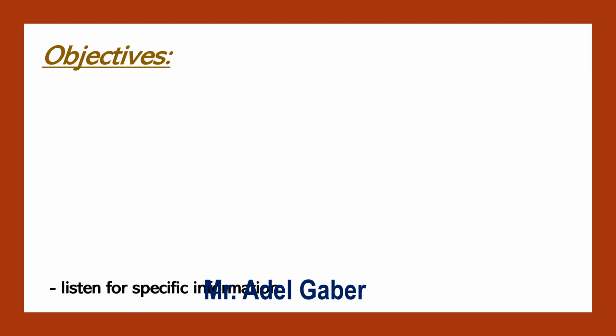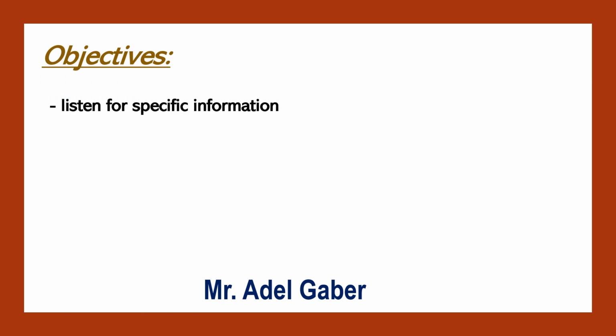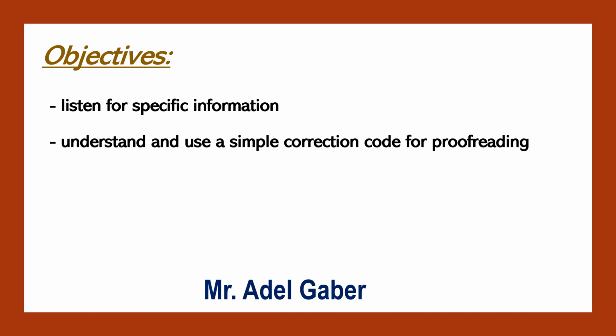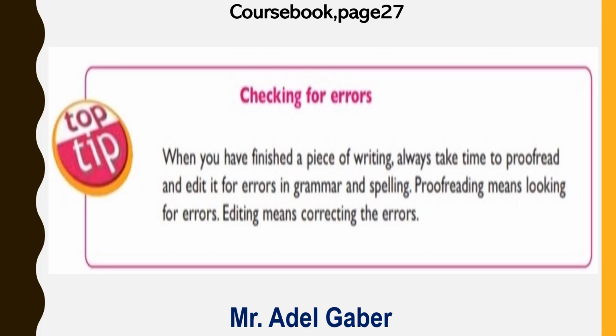In this lesson, we will listen for specific information and understand and use simple correction code for proofreading. Look at your course book page 27, top tip, checking for errors. When you have finished a piece of writing, always take time to proofread and edit it for errors in grammar and spelling. Proofreading means looking for errors. Editing means correcting the errors.